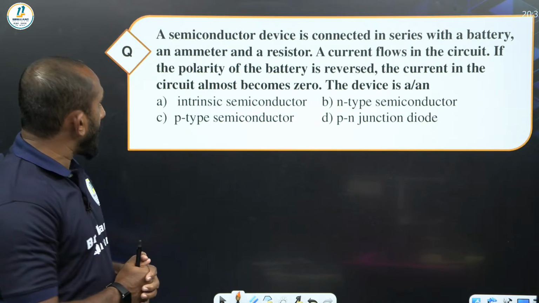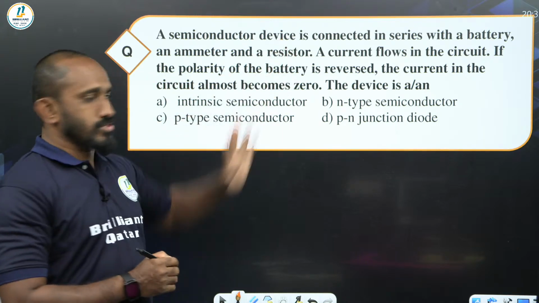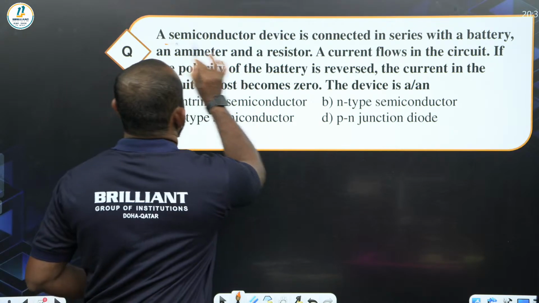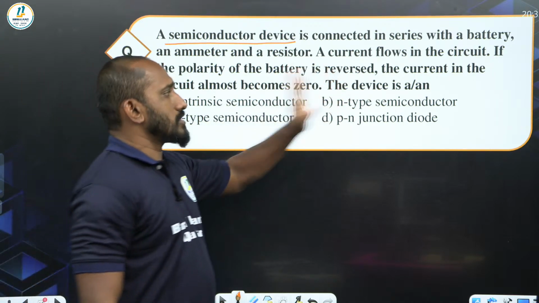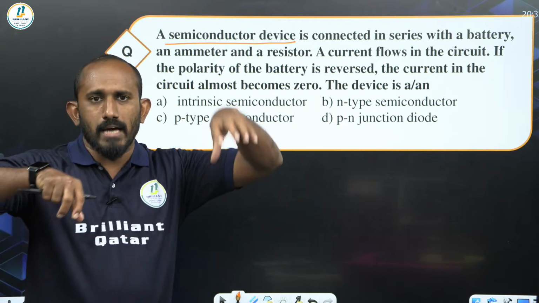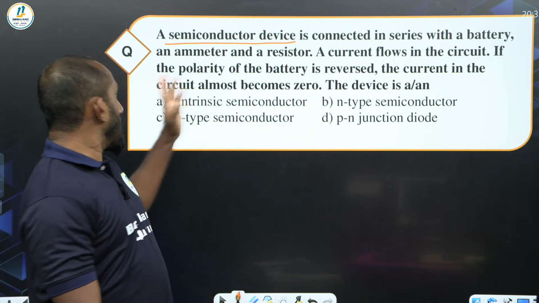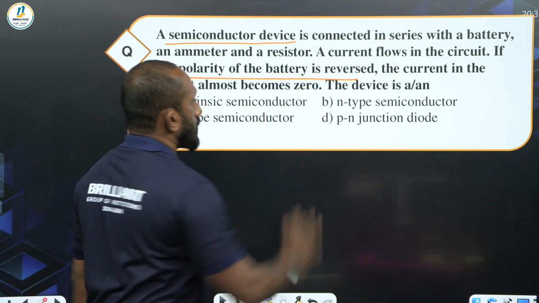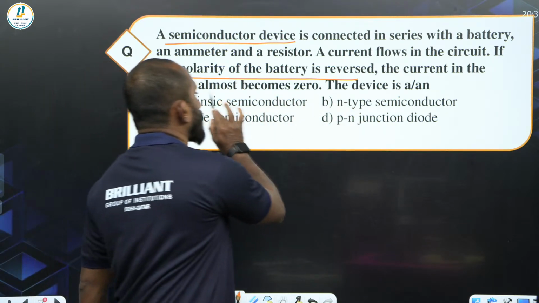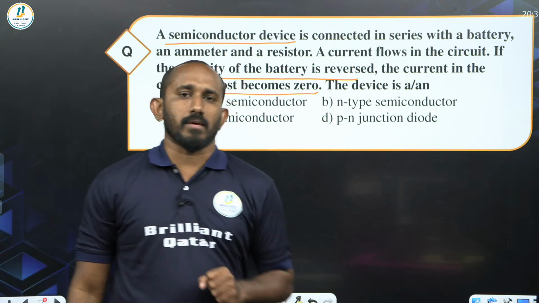A semiconductor device is connected in series with a battery, an ammeter and a resistor. So some devices are made up of semiconductors. A current flows in the circuit. So when they are connected with the battery, ammeter and resistor, a current flows through it. If the polarity of the battery is reversed, the current in the circuit almost becomes zero. The device is a or an... What is the device name?